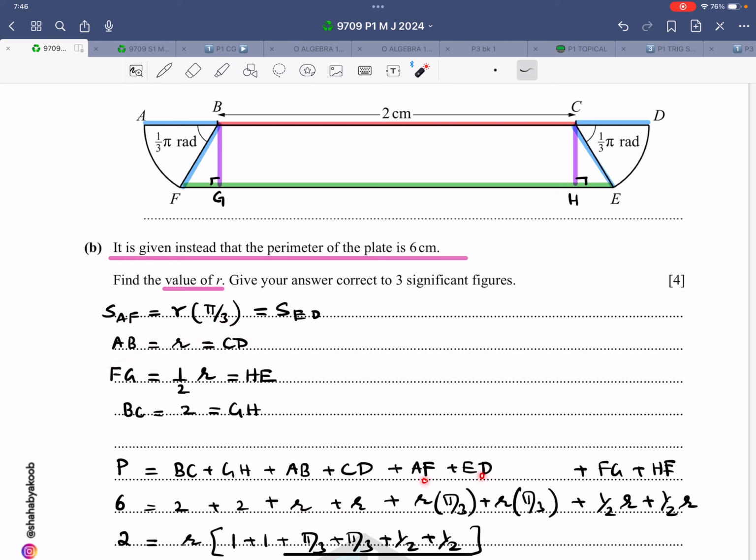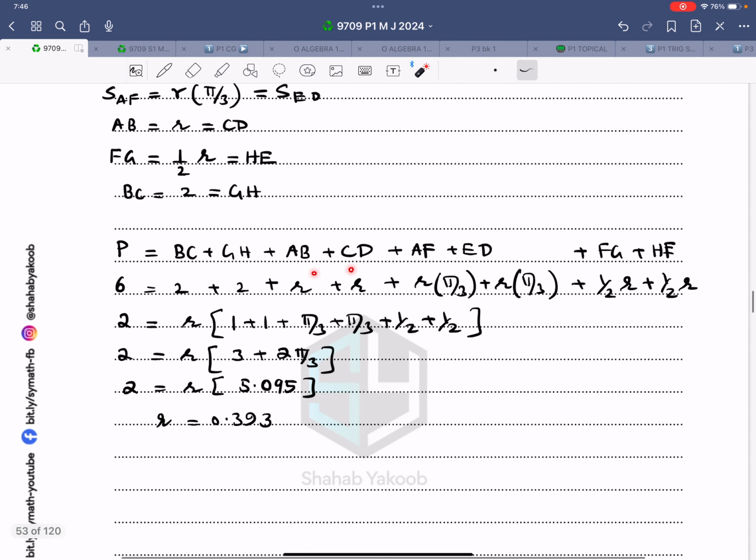AF plus ED. AF, that's right over here. That's AF and ED. What is AF and ED? That is R into pi by 3. That's R into pi by 3 plus R into pi by 3. And last but not the least, that is FG plus HE, that is half R each. Now 1, 2, 3, 4, 5, 6 terms linked with R.